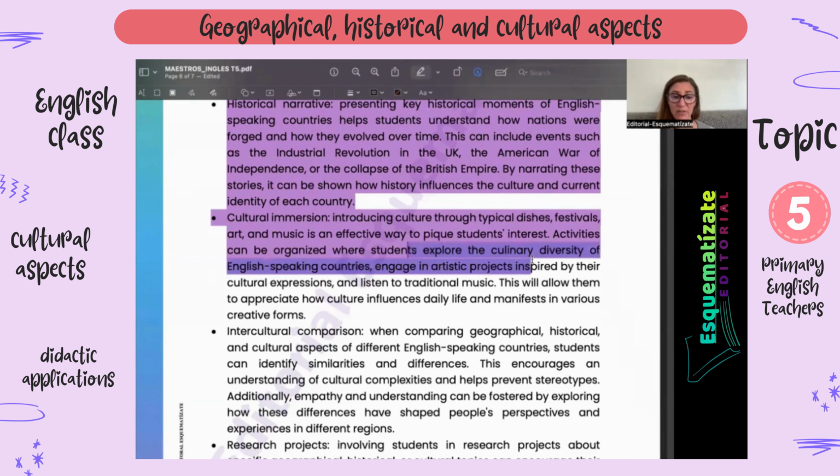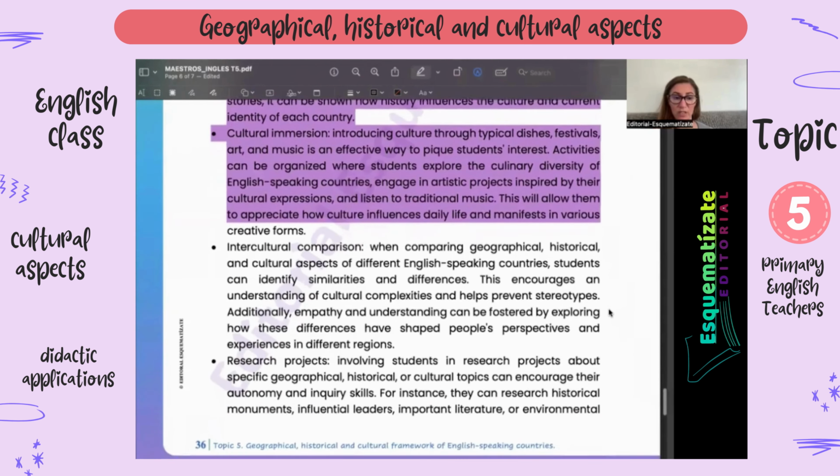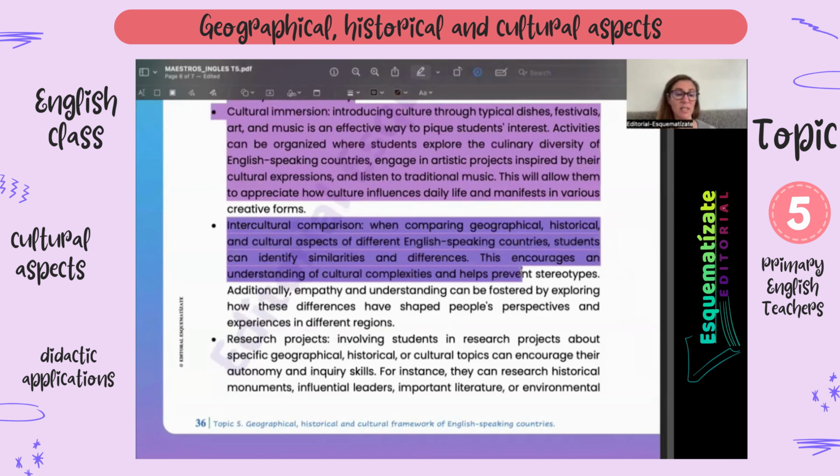Also exploring culinary diversity, as we mentioned earlier, cultural expressions, traditional music, all of these ways can help students understand daily life in creative forms. So again, we talk about intercultural comparison, comparing geographical, historical, cultural aspects of different English-speaking countries. Students can identify similarities and differences, which encourages an understanding, and also diminishes stereotypes.